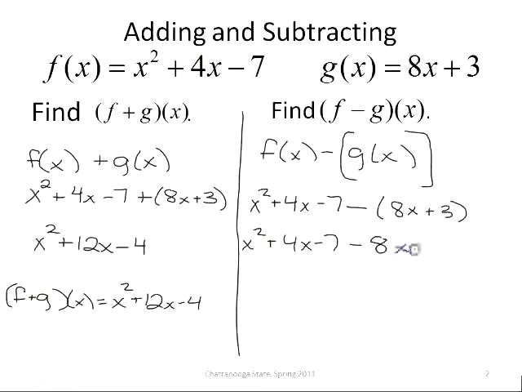So that means I have x squared plus 4x minus 7 minus 8x minus 3. Now when I collect my like terms together, I'm going to have x squared minus 4x minus 10. And this is the function f minus g of x.